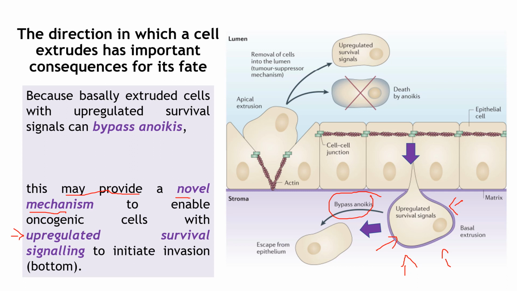In the following slides, I'm going to show you examples of an oncogene and a tumor suppressor, what happens with cells that have those mutations, with the actin and the cell junctions, and how they can be squeezed out of the epithelium.